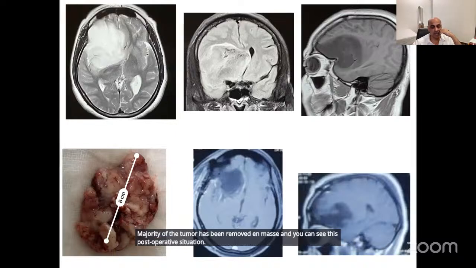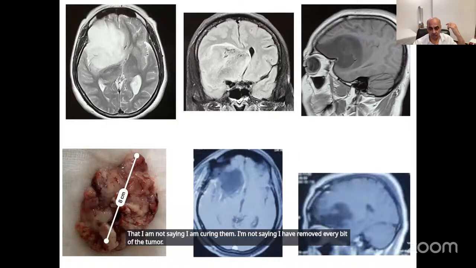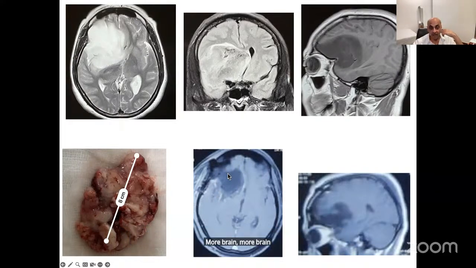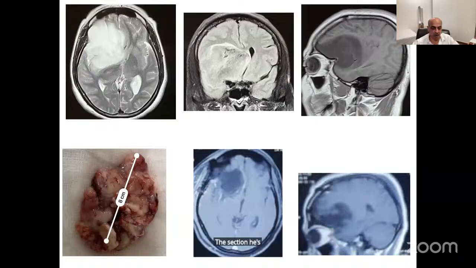Essentially, what I'm saying is that I am not saying I am curing them. I am not saying I have removed every bit of the tumor. I am not saying this tumor, no cells are beyond this. I am not saying that this tumor has gone far beyond and here and there I am removing. But what we see, we do. If you say I will depend more on functional mapping and I will see the function and I remove more brain, I have a feeling that what you see, what you do, and don't go for too much on a patient who is in a very dangerous kind of situation. His brain is being dissected upon. He's hearing all the voices of the operation theater. He's hearing the suction. He's hearing your noise of your bipolar.